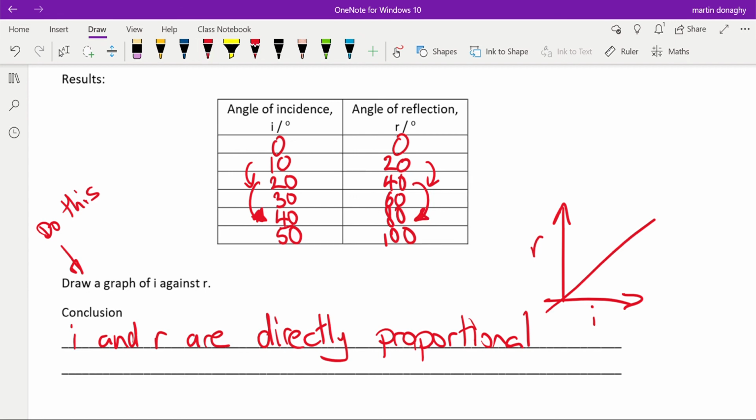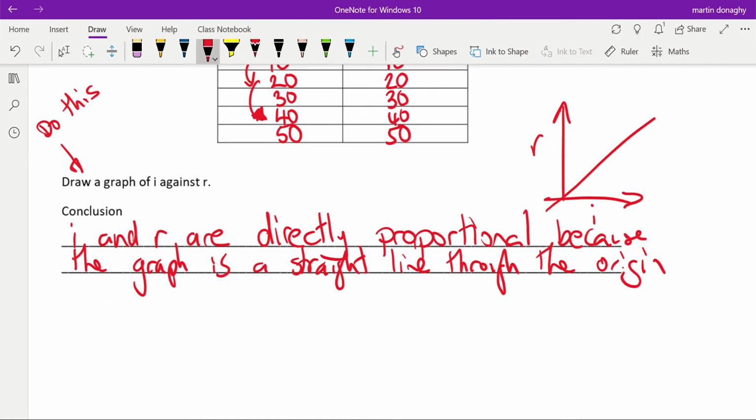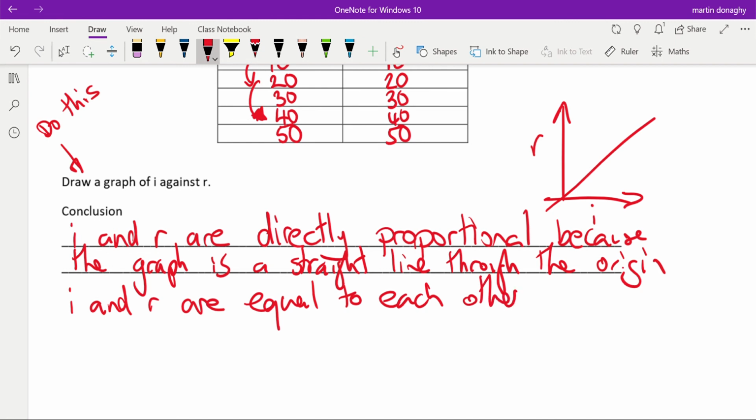That's still direct proportionality. However, the case we get here is a really special version of that, because not only when one doubles does the other one double, they're actually equal. Okay, so I and R are directly proportional because the graph is a straight line through the origin. And then we can just say I and R are equal to each other for reflection.